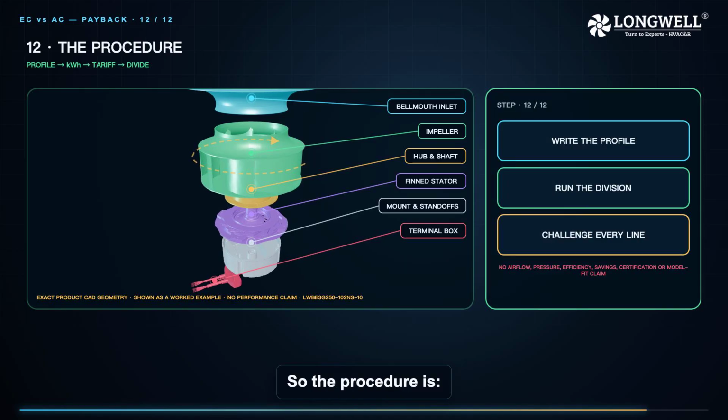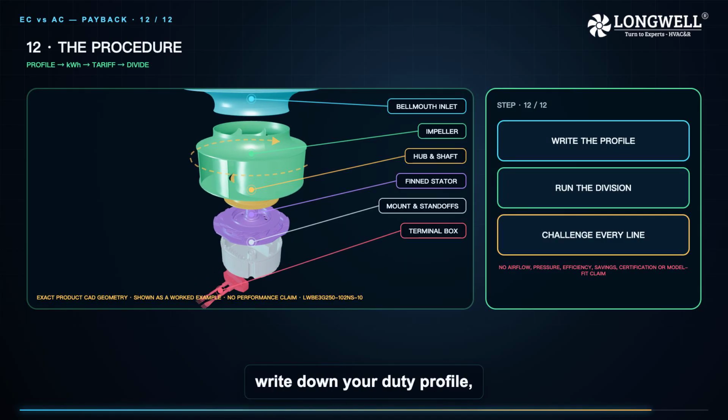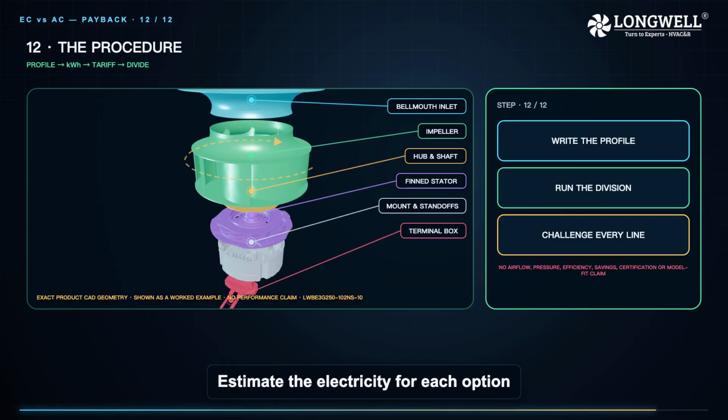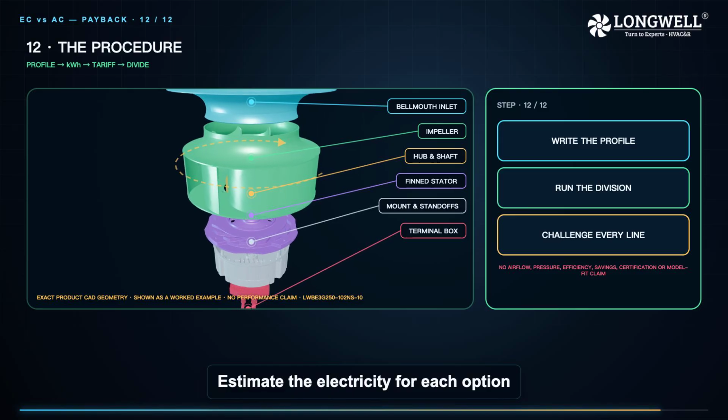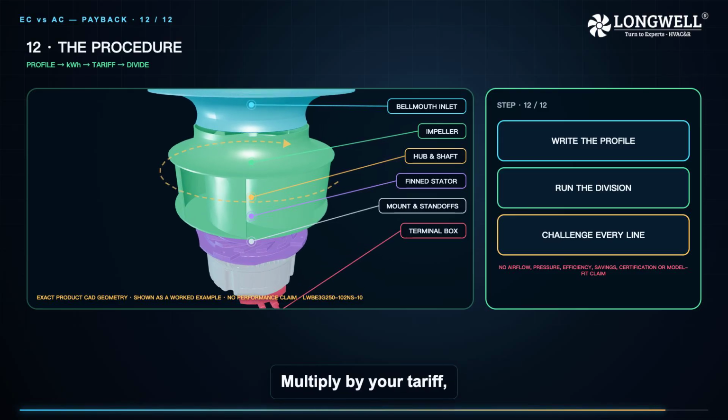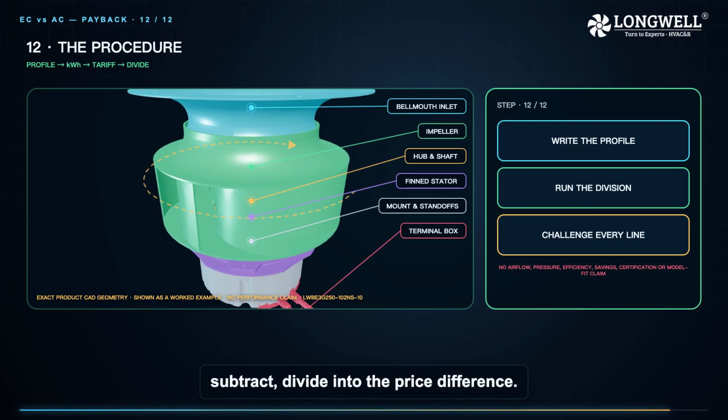So the procedure is, write down your duty profile, hours at each speed. Estimate the electricity for each option across that profile. Multiply by your tariff, subtract, divide into the price difference.